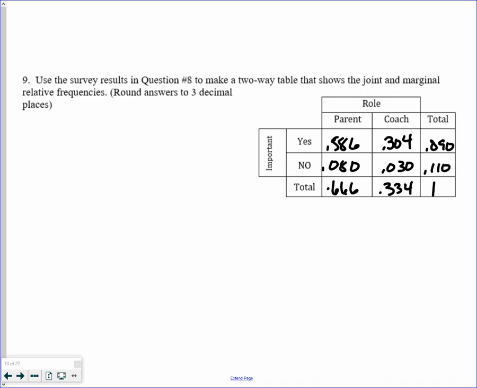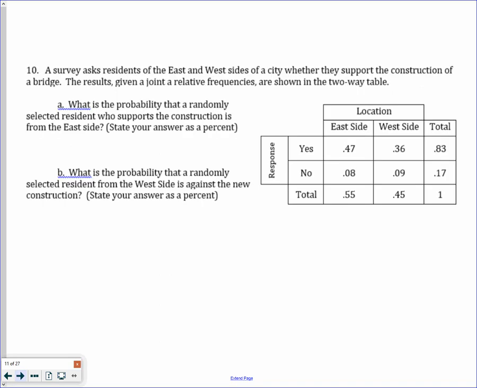So again, next question now matters. You have to be careful as to what the wording is. A survey asked residents of the east and west side of the city whether they support the construction of a bridge. The results given in the joint relative marginal frequencies are shown in the two-way table. What is the probability that a randomly selected resident who supports the construction, so we're talking about the yes people, is also from the east side? So 0.47 out of the 0.83, which gets me a total of 56.6%.